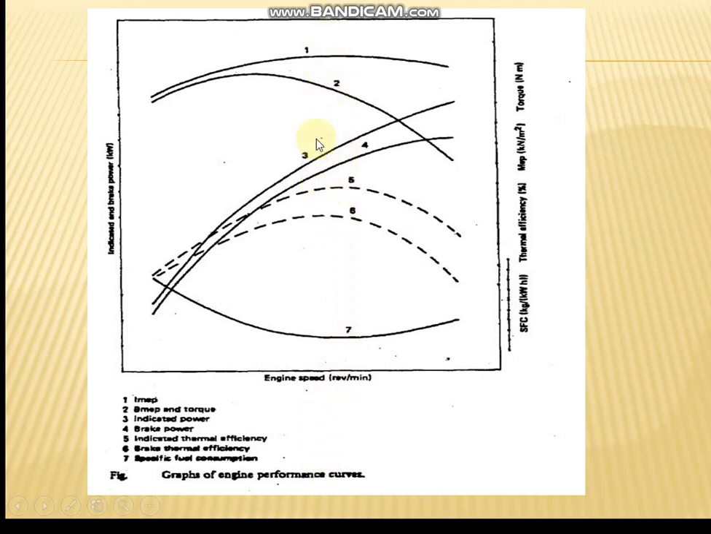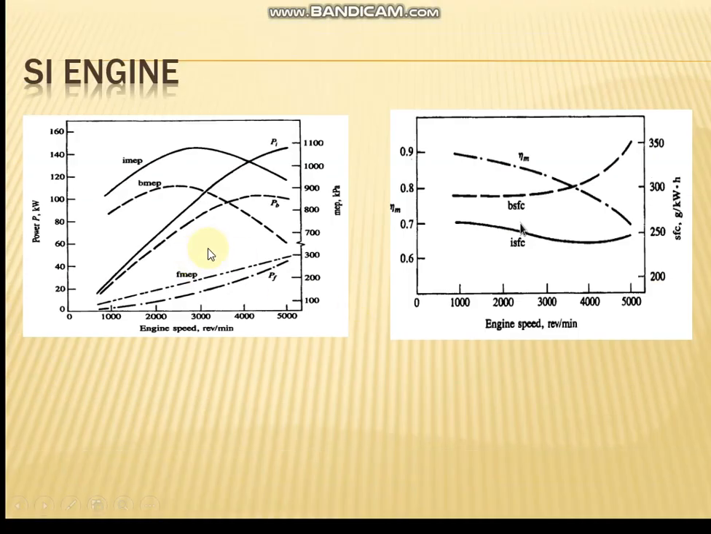This is indicated mean effective pressure, and this is brake mean effective pressure and torque. This is thermal efficiency, brake thermal efficiency and indicated thermal efficiency, and this is specific fuel consumption. So all these values first increase and then decrease at higher speed. Now see this diagram.